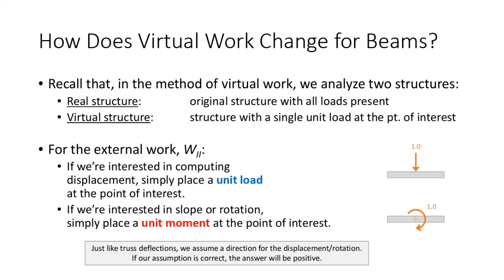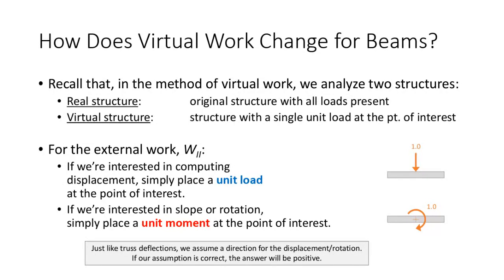Okay. So let's recall that in the method of virtual work we analyze two structures. We analyze the real structure with all the loads present, and then we analyze a virtual structure, which is a structure with a single unit load at the point of interest. Now with beams, we can be interested in determining two things: how much the beam displaces or how much it rotates.